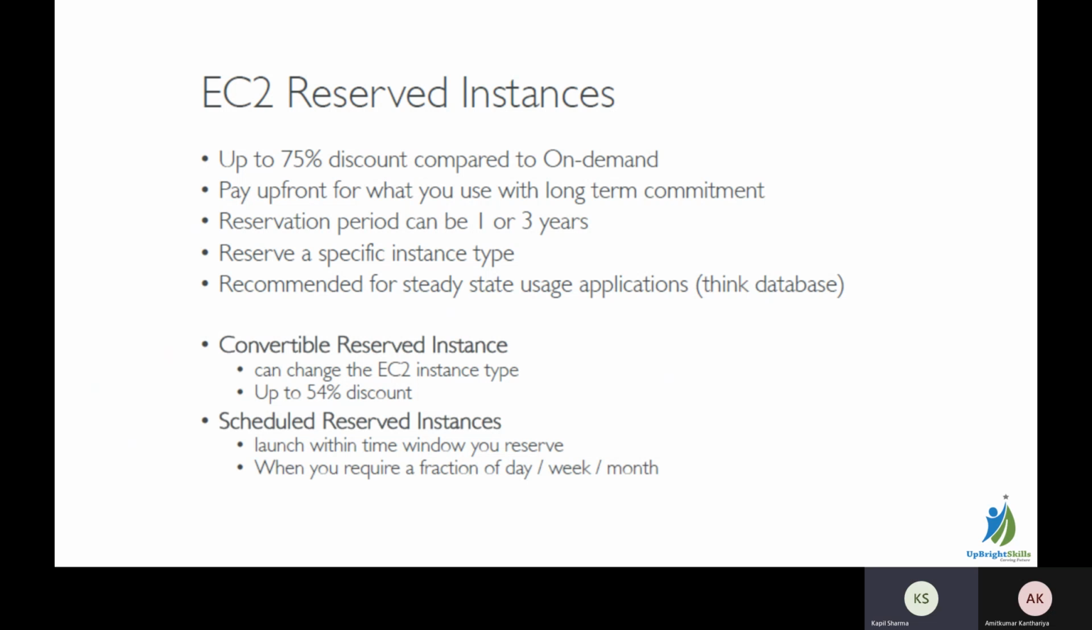Next, here again we have seen that we get two different options. One is reserved instance, non-convertible. You cannot go and convert those instance types. And the other type is convertible reserved instances. You can go and change the EC2 instance types, and here you will get up to 50% discount, whereas where you do not want any kind of changes in the instance type, there you get 75% discount.